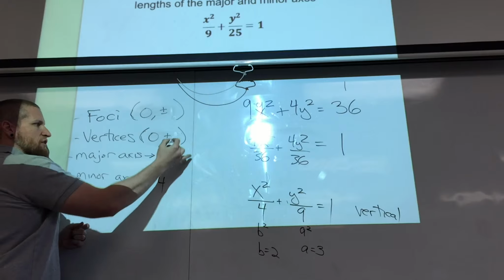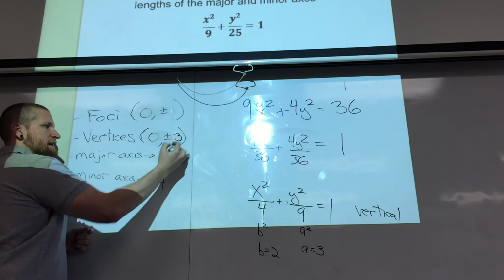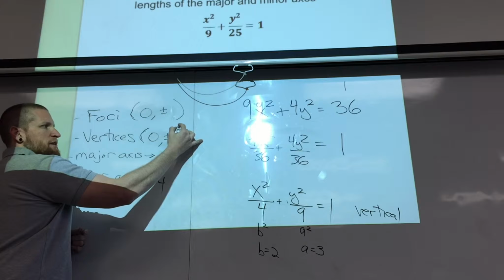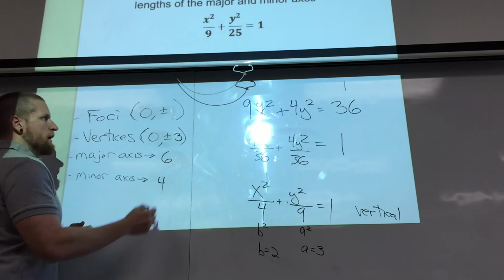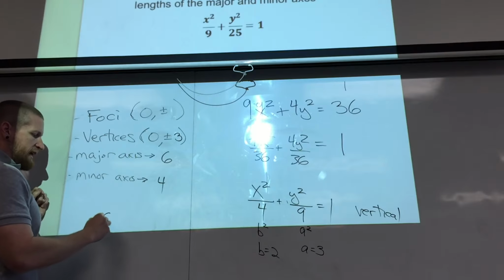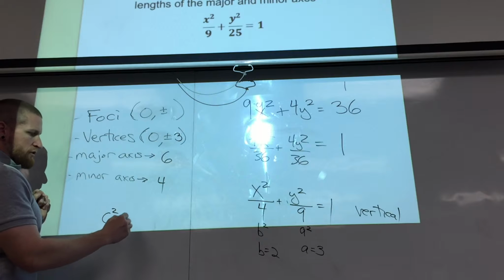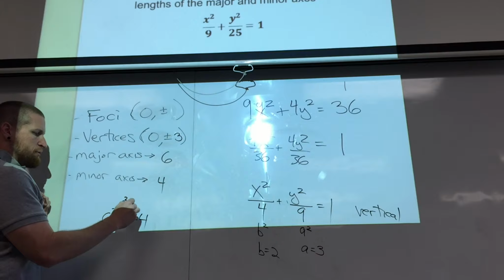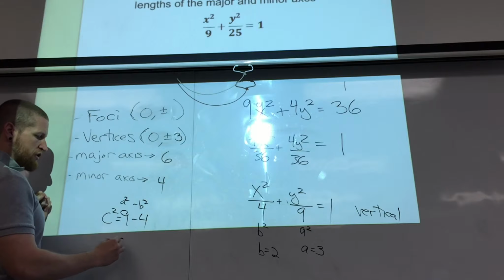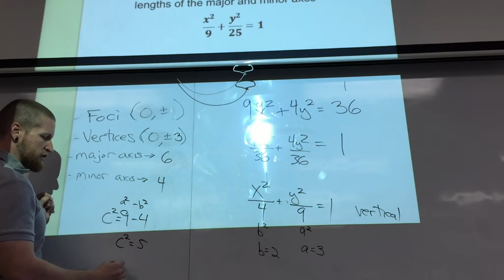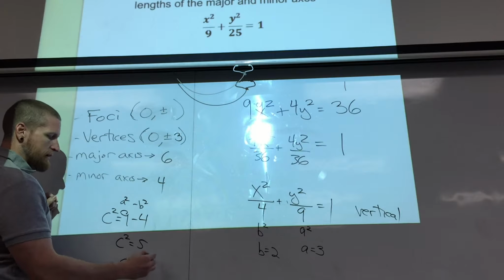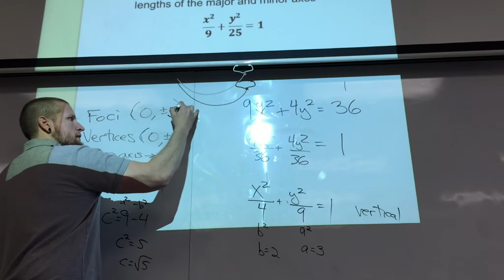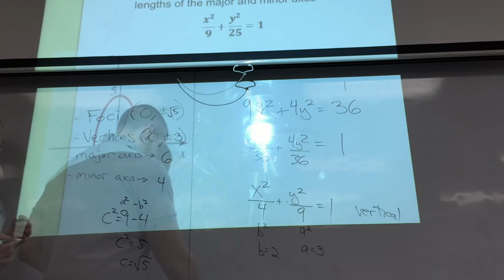The vertices are all related to A, and since the larger number was under the Y, that means I'm changing the Y coordinate. To get the 2 focus points again, I need to do c squared equals 9 minus 4, a squared minus b squared. So c squared is 5, so c is the square root of 5. Again, if it's not a perfect square, just leave it as a square root.